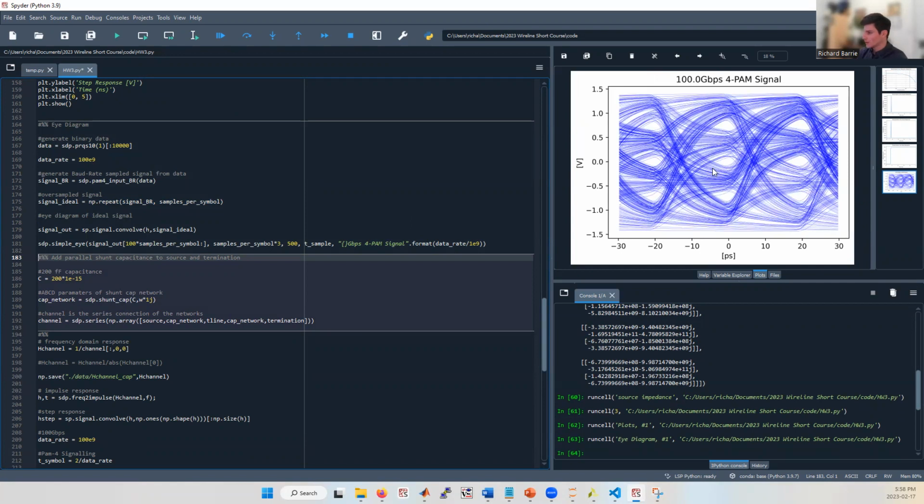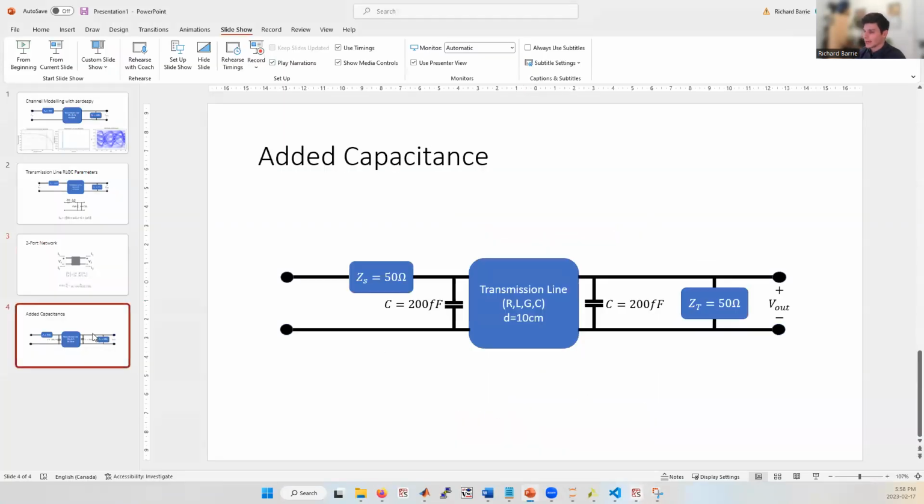So here we have the eye diagram. There's no equalization on this channel at all, so you can see lots of intersymbol interference, but the eye is still just barely open. Now what we're going to do is add a shunt capacitance at either side of the transmission line, which is like modeling some packaging between the transmitter and the cable.